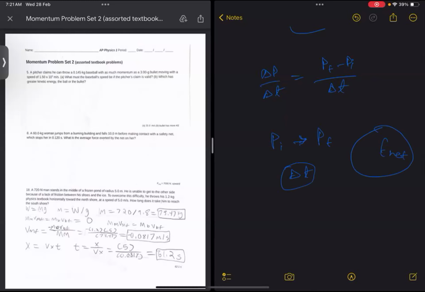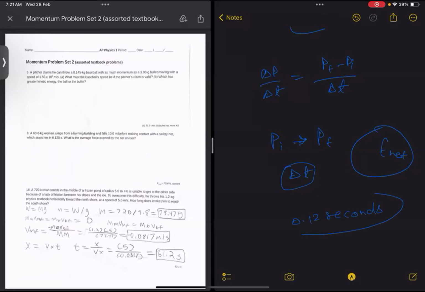So if the time in which the momentum is changing from Pi to Pf is more, then the net force acting on it will be less, right? So in what time is the momentum changing? That is 0.12 seconds. Is that right?